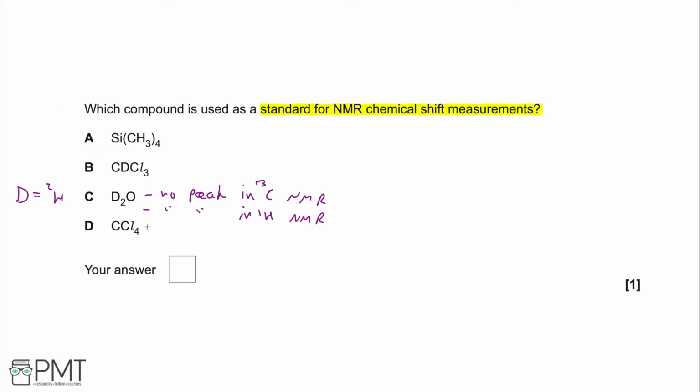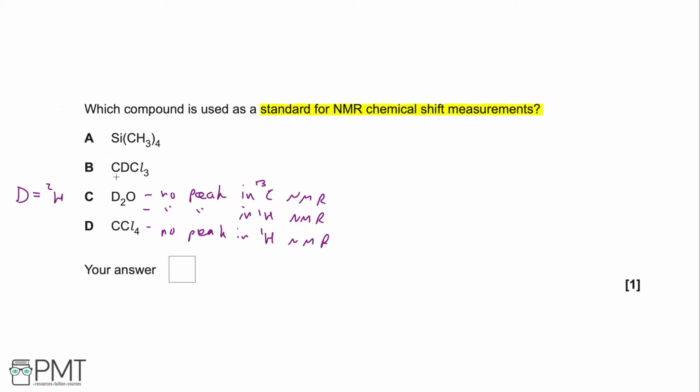In the same sort of idea, we've got tetrachloromethane here. This is not going to produce a peak in hydrogen NMR. There's no hydrogens in this compound. We're not going to get a peak in hydrogen NMR.